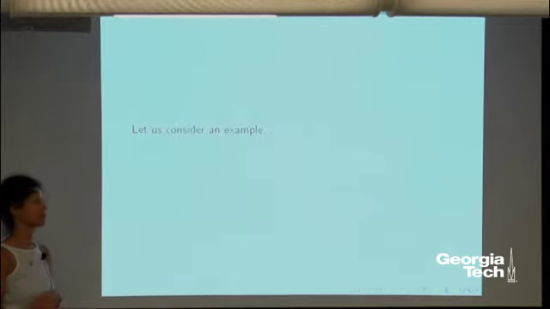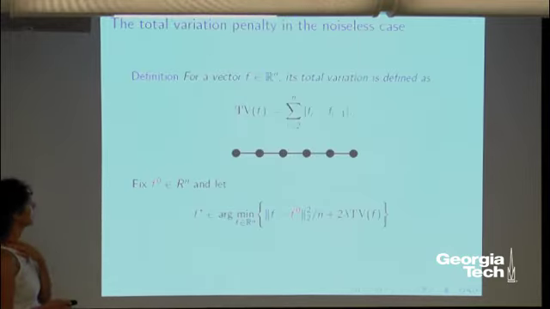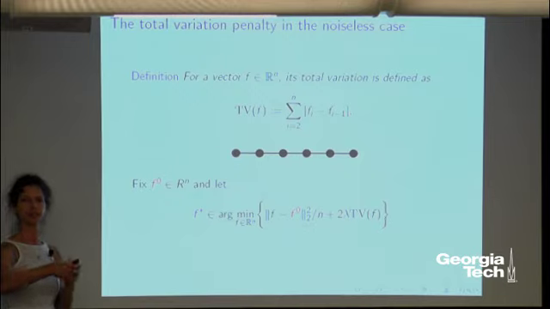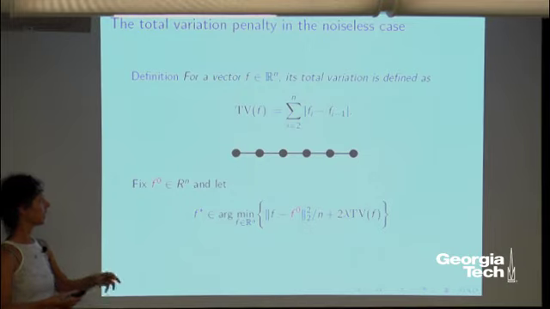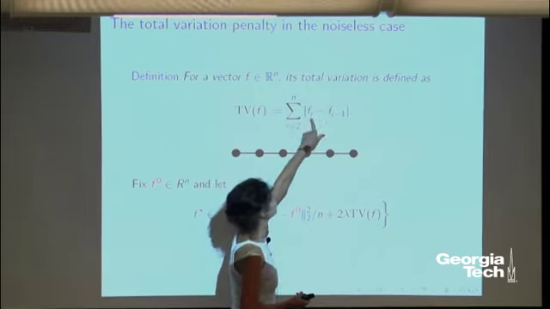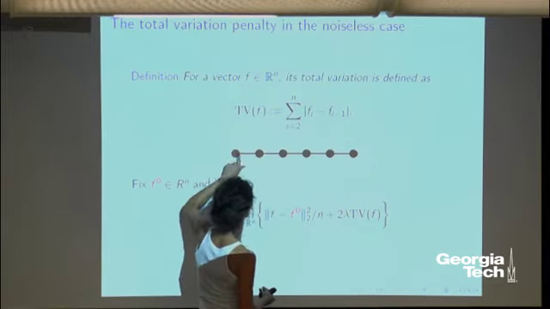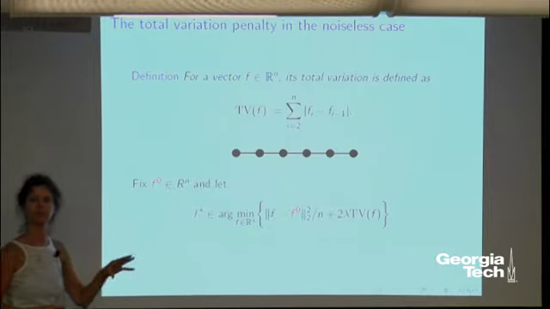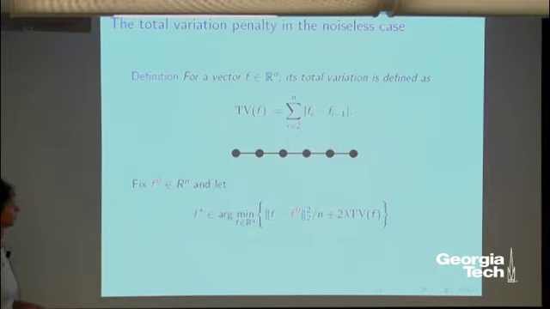So let's consider an example. And the example is for the total variation penalty. So let's consider a function, let's say a function evaluated at n points. So then it's an n-dimensional vector. And then the total variation is just the sum of the absolute value of the difference of each jump. So how large is this, how large is this, and so on. That's total variation for a function only evaluated at endpoints.